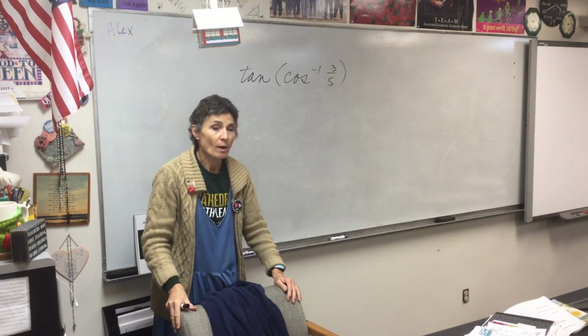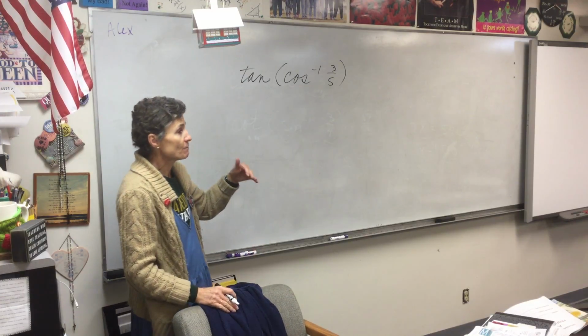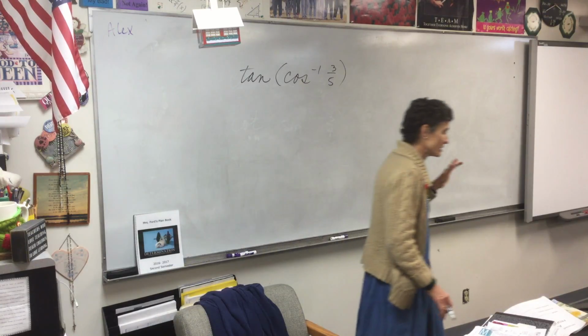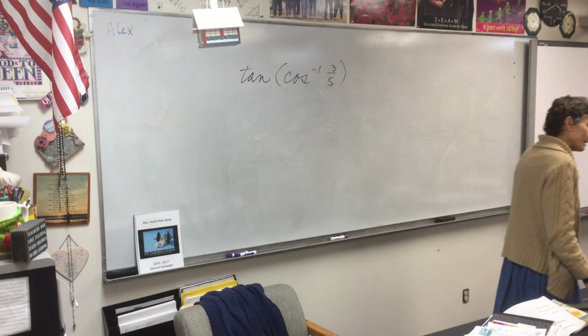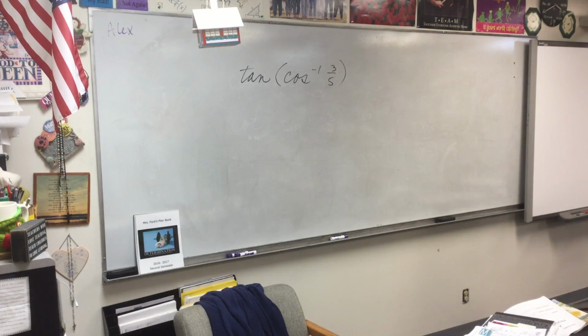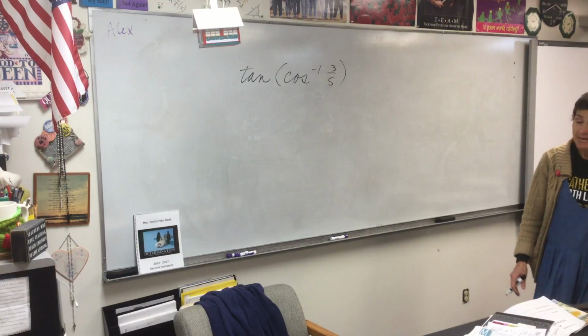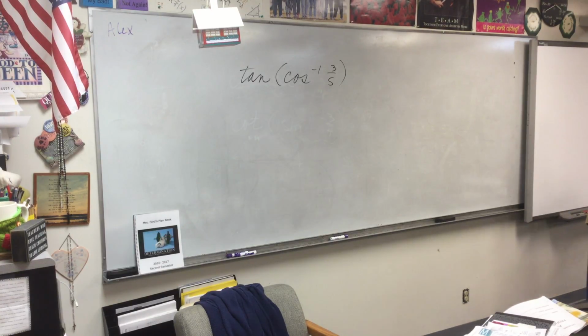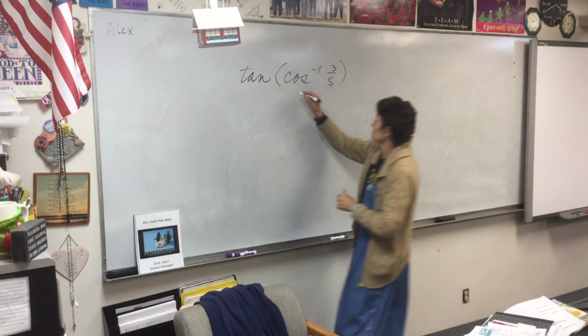All right? So I'm going to say that again, because if you can say it, it becomes much easier to do. If you just look at it, it looks hard. But if you can say it, it's so easy. Find the tangent of the angle whose cosine is 3/5. So somewhere out there is an angle, and its cosine is 3/5.